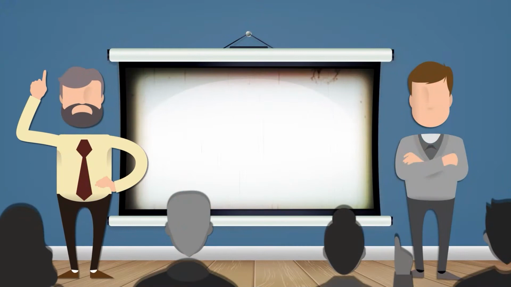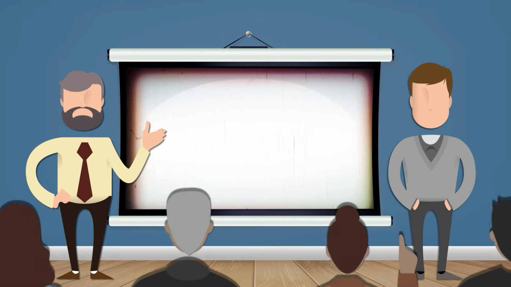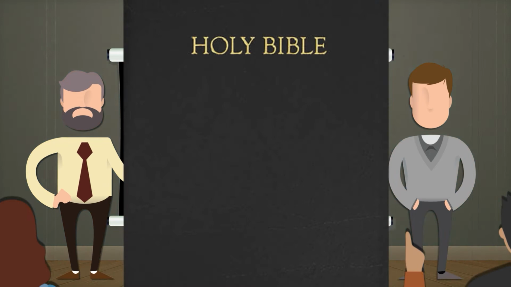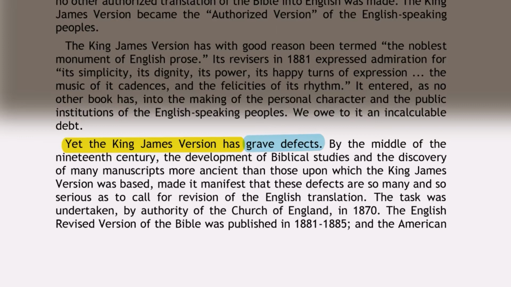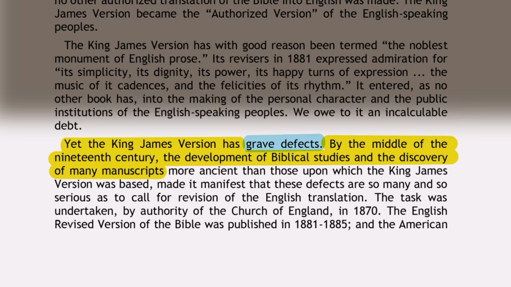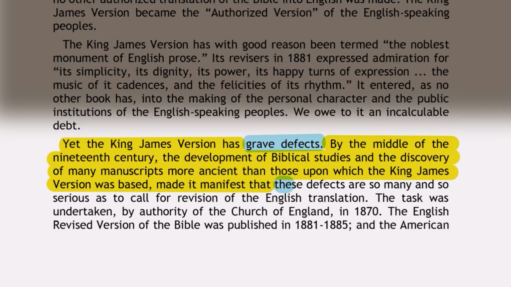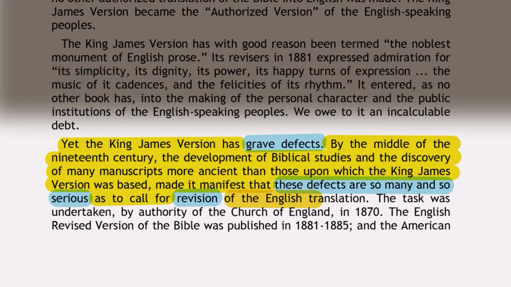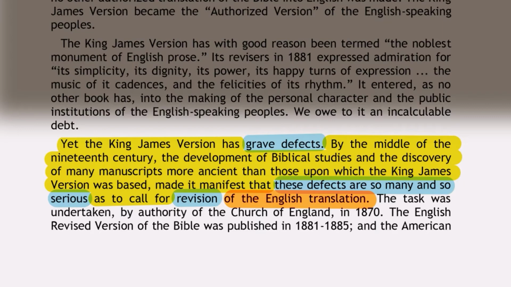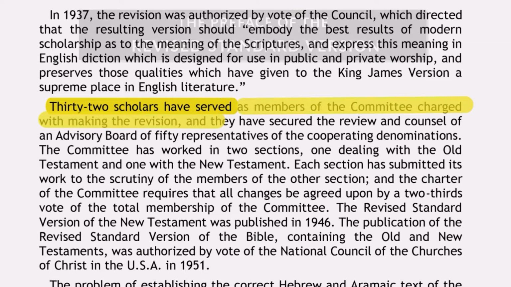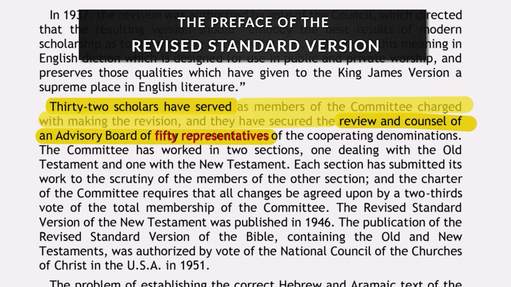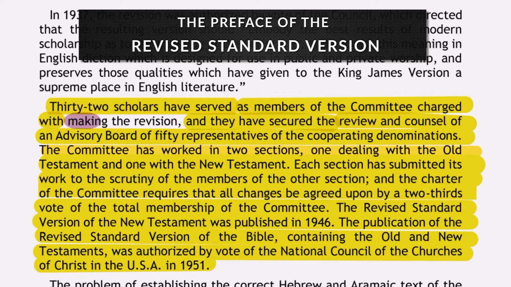Ladies and gentlemen, can we please direct your attention to the preface of the Revised Standard Version? Yet the King James Version has grave defects. By the middle of the 19th century, the development of biblical studies and the discovery of many manuscripts more ancient than those upon which the King James Version was based made it manifest that these defects are so many and so serious as to call for revision of the English translation. Review and Council of Advisory Board of 50 representatives of cooperating denominations. So all these people came together to make a revision.